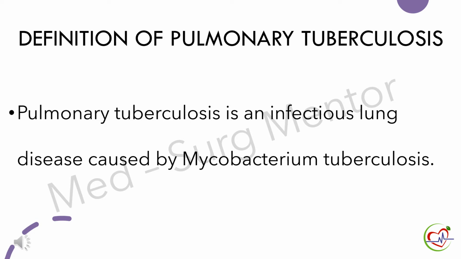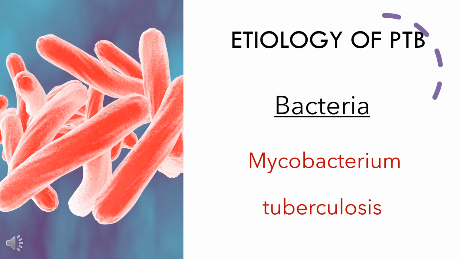Definition of pulmonary tuberculosis. It is an infectious lung disease caused by Mycobacterium tuberculosis. Next is etiology of pulmonary tuberculosis. The causative organism of pulmonary tuberculosis is a bacteria, and it is Mycobacterium tuberculosis.